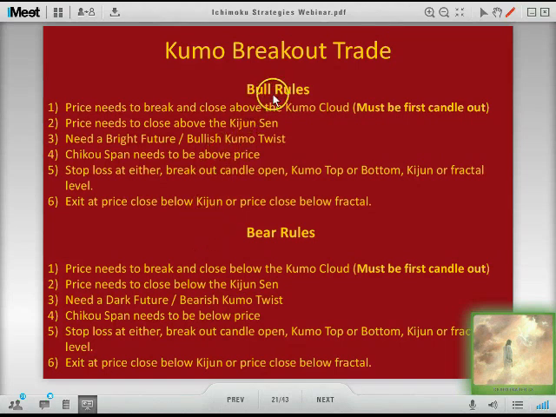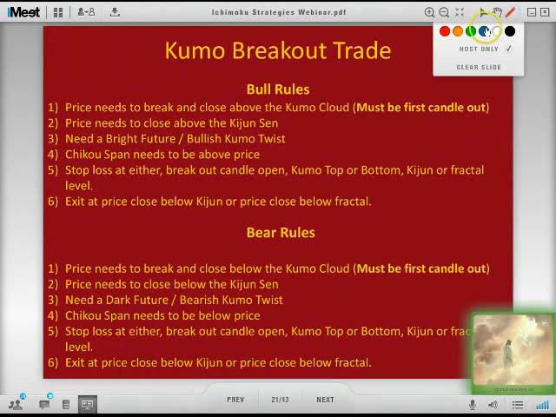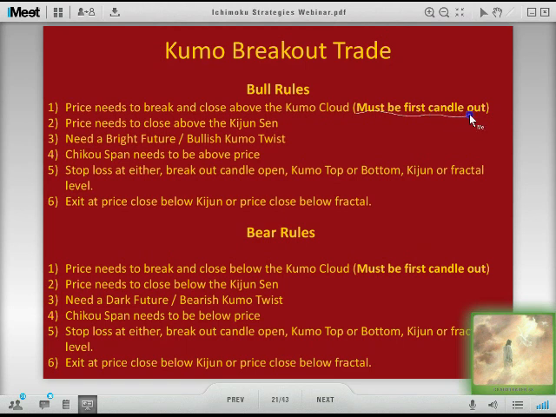All right, so we're looking at the bullish rules here. If you're looking for a bullish trade, price needs to break and close above the Kumo cloud, and it must be the first candle out of there. We don't want to trade if it's not the first candle out, then it's called something else. It's not a Kumo breakout. We need the very first candle to break through there. Price also needs to close above the Kijun-sen, so you're not going to take a trade unless it's above the Kijun-sen on the breakout.